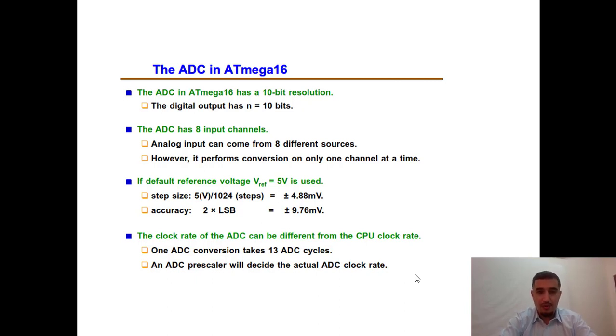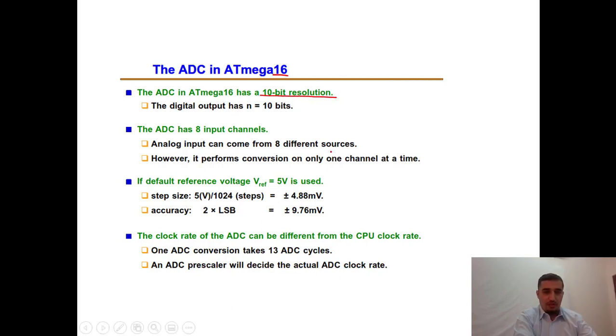Today we are going to talk about the analog to digital converter in the ATmega16. Previously we have talked about analog to digital converters in general, and we have said that we have a few things that can control our analog to digital converter: basically the sampling frequency and the number of bits that are used for quantization. The analog to digital converter in the ATmega16 is a 10-bit analog to digital converter.